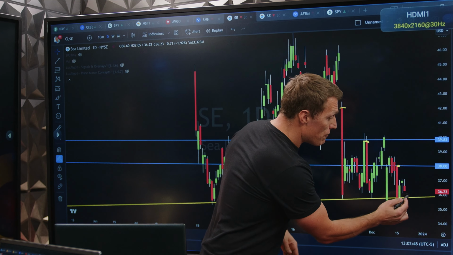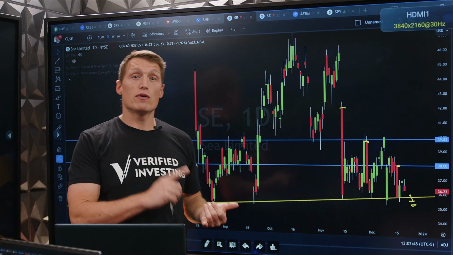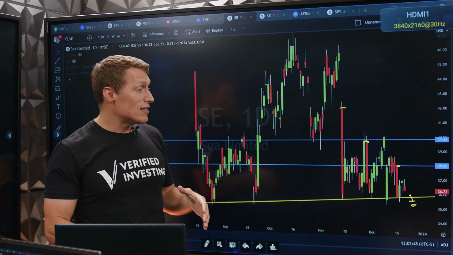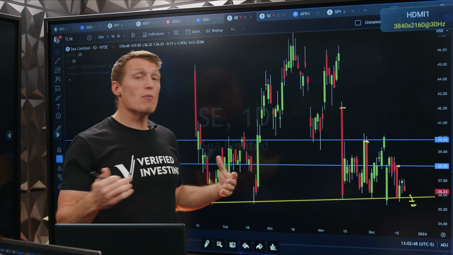If there's a break below and a confirmation below, then you're either going to stop out or you add at your next support levels, depending on if you kept this a small enough position.